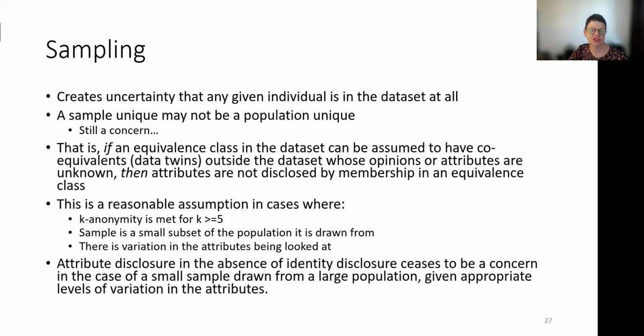So attribute disclosure is no longer a worry in the case of a small sample drawn from a large population. As a data librarian, what this means to me is when someone is talking to me about sharing their data, the first question I want to ask is: is this a complete sample of some population, or is it only a small part of a population? That's how you deal with the attribute disclosure issue. If someone says, oh, I surveyed everybody who is a first-year student at this university and I want to share all of it, no, you should probably not do that.